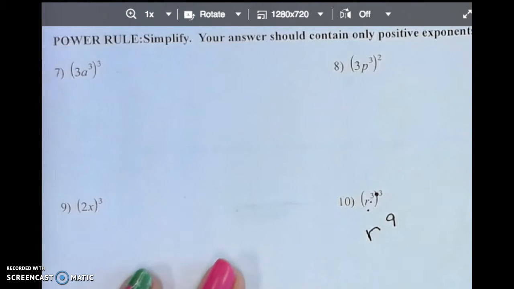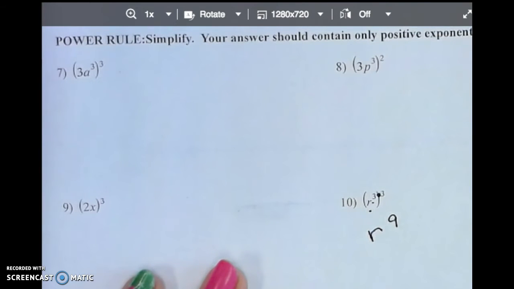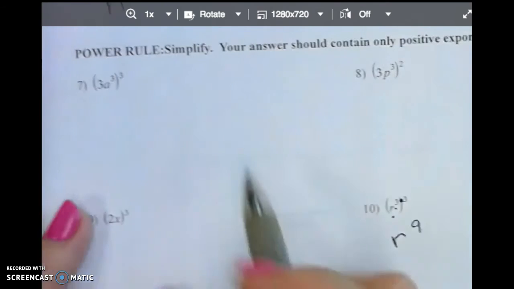You're going to see a parenthesis on these every time. And you're going to notice that there's an extra exponent. It's going to look funny. Now 7, 8, and 9, we're going to use the power rule, but we also have to use the product power rule as well, so we're just going to talk through that.